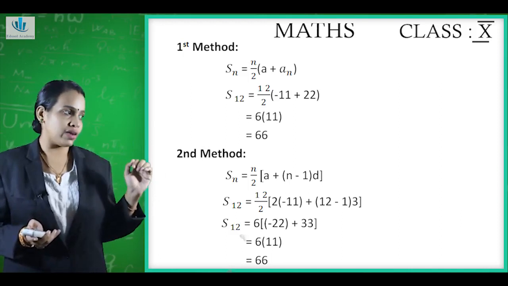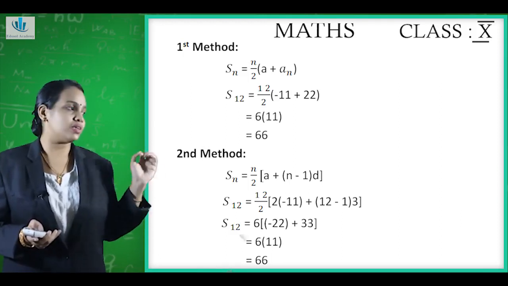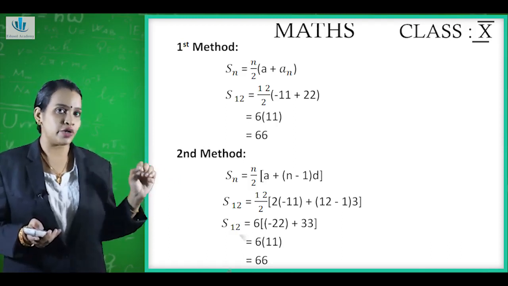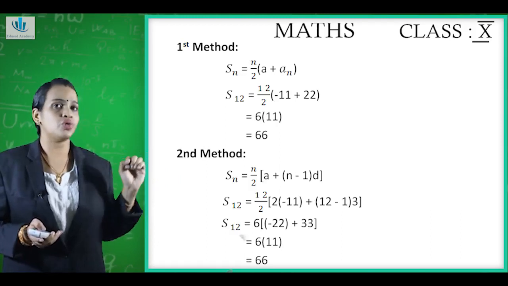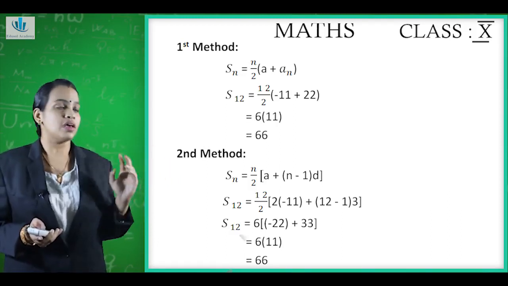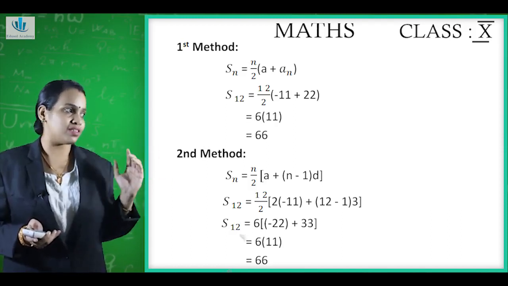Here a is minus 11 plus the last term, it is 22. So an is 22. Now 12 upon 2 is 6, into minus 11 plus 22, it gives 11. So 6 into 11 is equal to 66. In the second method, we will see whether we are getting the same answer or not.